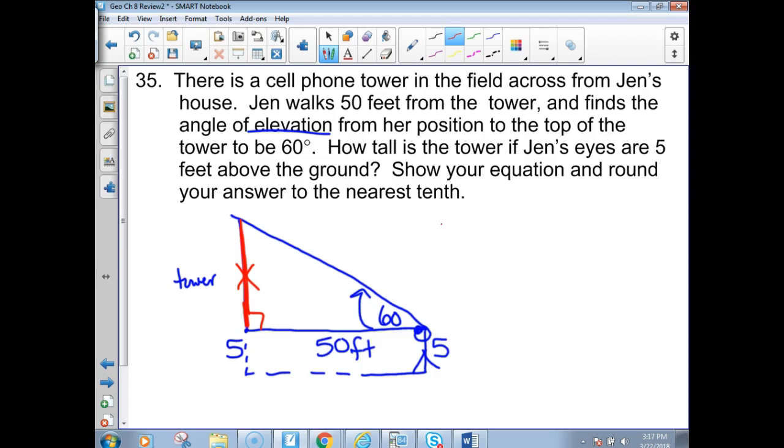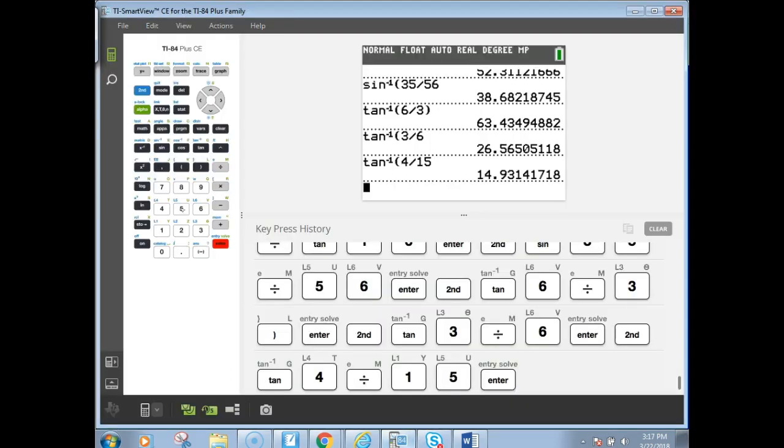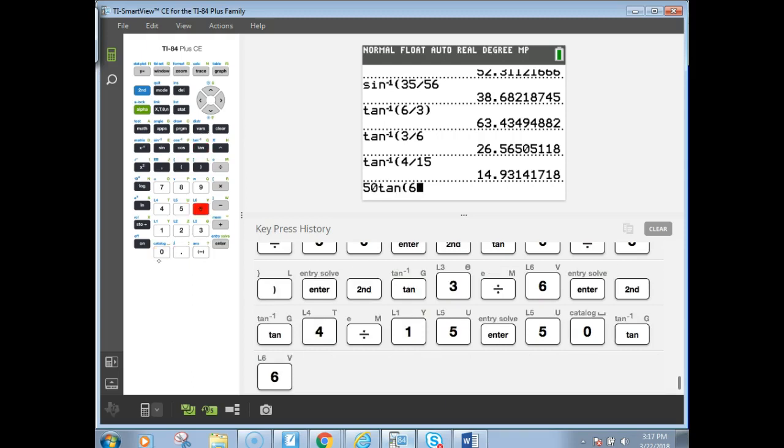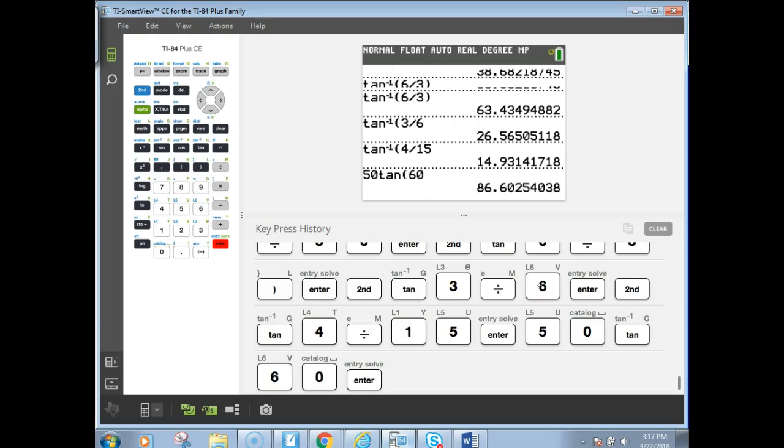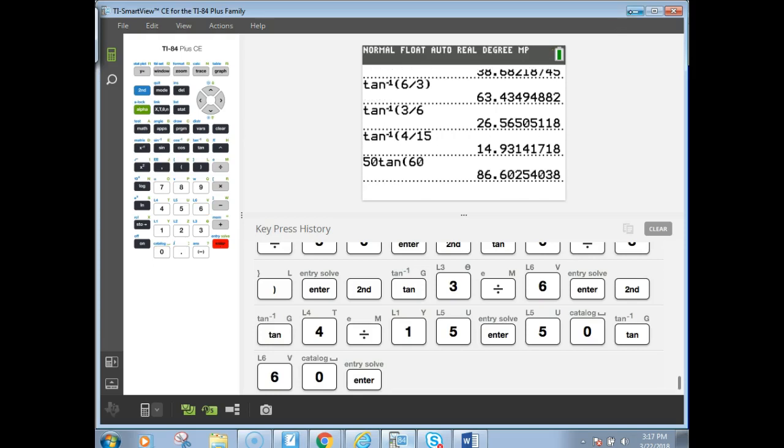So opposite over adjacent is going to give you the tangent, bless you. Tangent of 60 is X over 50. So X is 50 times the tangent of 60. 50 tan 60. And I have a whopping 86.6 feet.